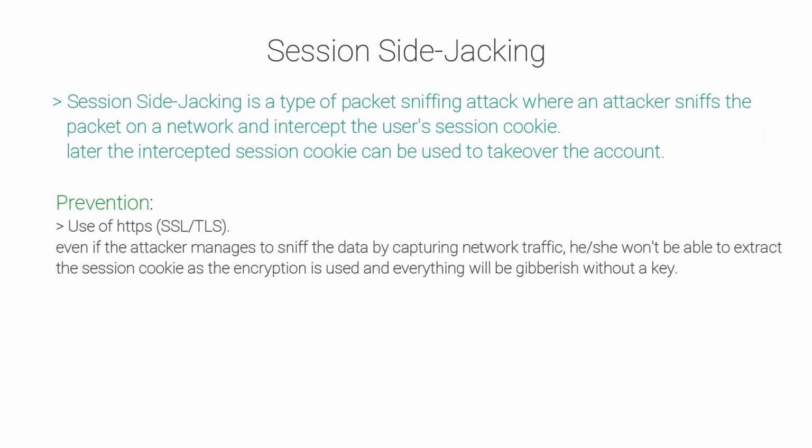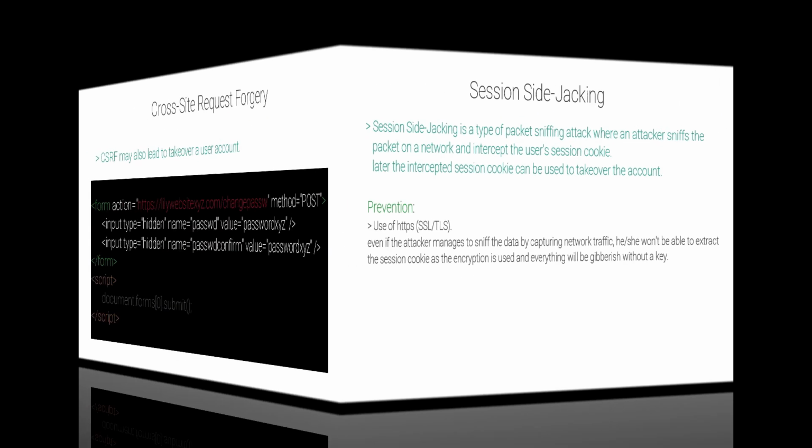Session sidejacking. Now session sidejacking is a type of packet sniffing attack where an attacker sniffs the packets of an unencrypted communication on a network and intercepts the user session cookie. Later on, this intercepted session cookie can be used to compromise the user account. Serving websites or web pages over TLS or SSL is a prevention of session sidejacking, as now the data will be encrypted, and even if an attacker manages to capture the network traffic, he or she won't be able to retrieve the session cookie as all the captured data will be gibberish without a key.